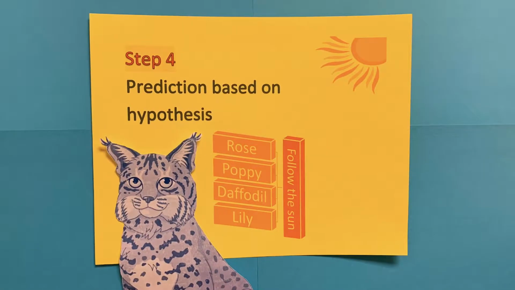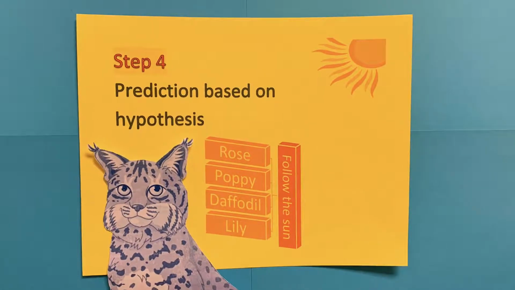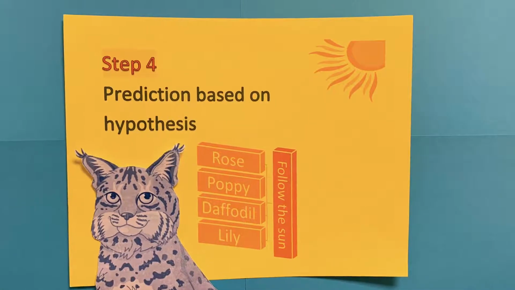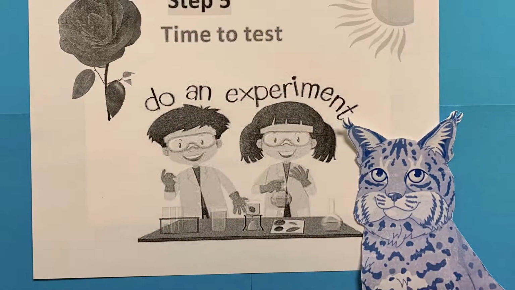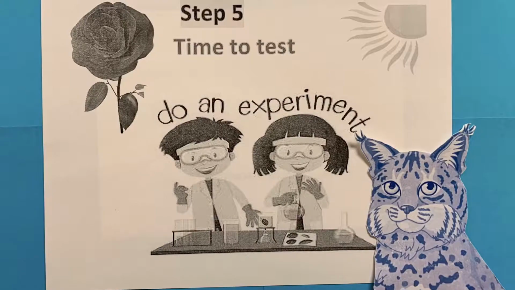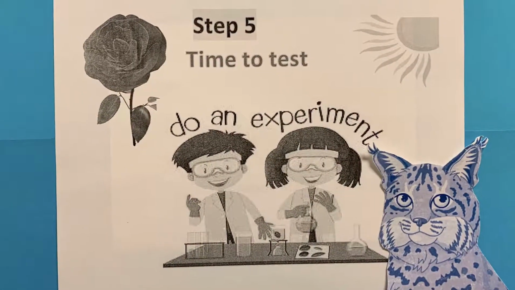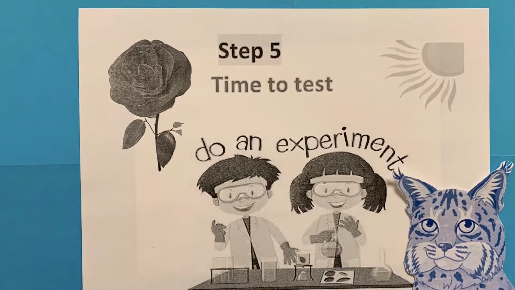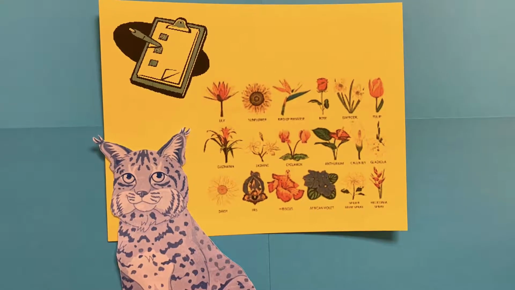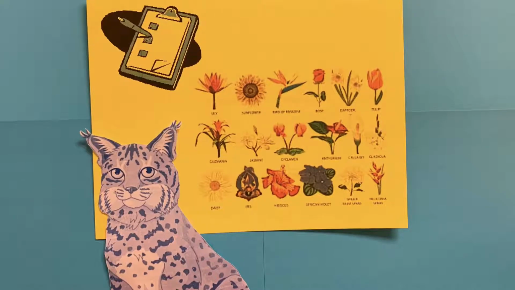So we make a guess, a prediction based on that hypothesis. So we're going to test rose, poppy, daffodil, and lilies to see if they follow the sun. Next, we do an experiment. And in a lab, we can do an experiment, but labs are not the only place that we get to test our hypothesis. Like, we could go outside and look at all these beautiful flowers.